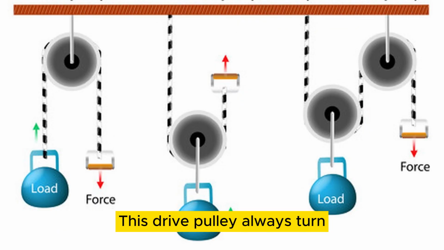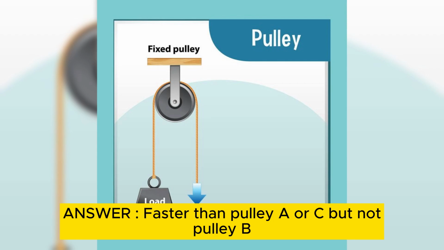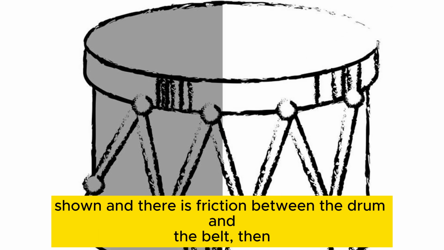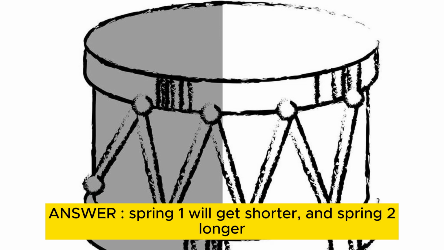This drive pulley always turns. Answer, faster than pulley A or C but not pulley B. A belt passes over a drum and its ends are connected to springs. If the drum rotates in the direction shown and there is friction between the drum and the belt, then, answer, spring 1 will get shorter and spring 2 longer.